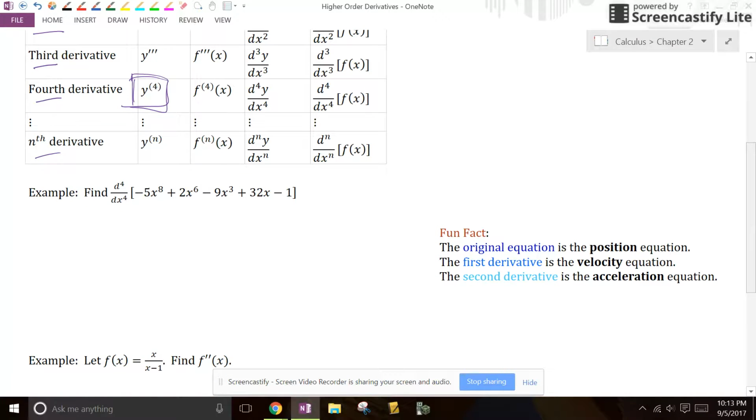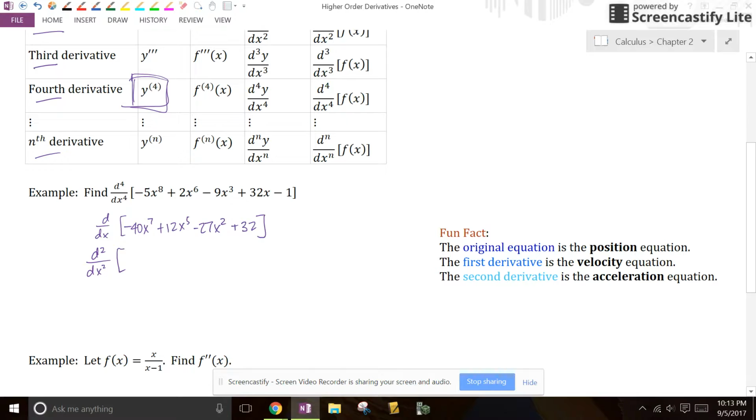All right, let's try an example. My question is, I want you to take the fourth derivative of that mess. These are all nice simple powers, so we can just apply the power rule. First, taking d/dx, or the first derivative, I'm going to get negative 40x to the 7th plus 12x to the 5th minus 27x squared plus 32. And lo and behold, the derivative of -1 is 0. Now let's take the second derivative, d squared over dx squared.